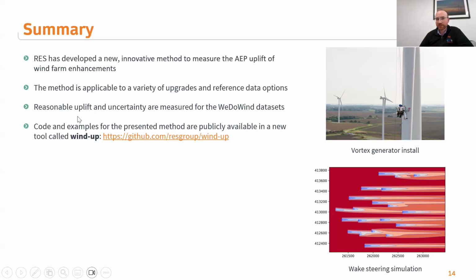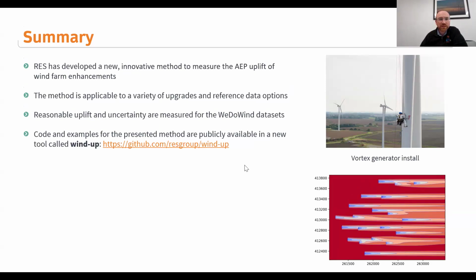Sam and I tried it on the WeDoWind datasets, and the results look reasonable. The tool works, it gives reasonable looking uplift and pretty good uncertainty. And the examples are all on GitHub. Let me just show where they live in this repo.